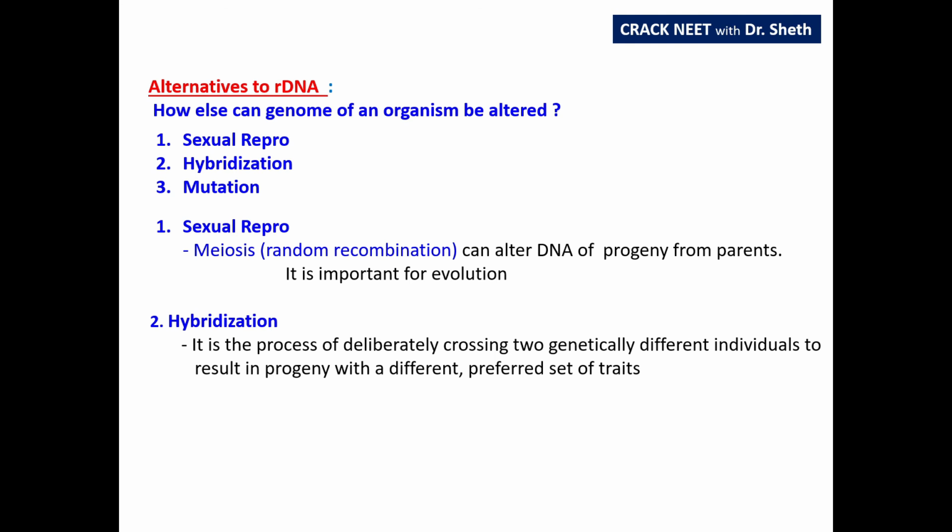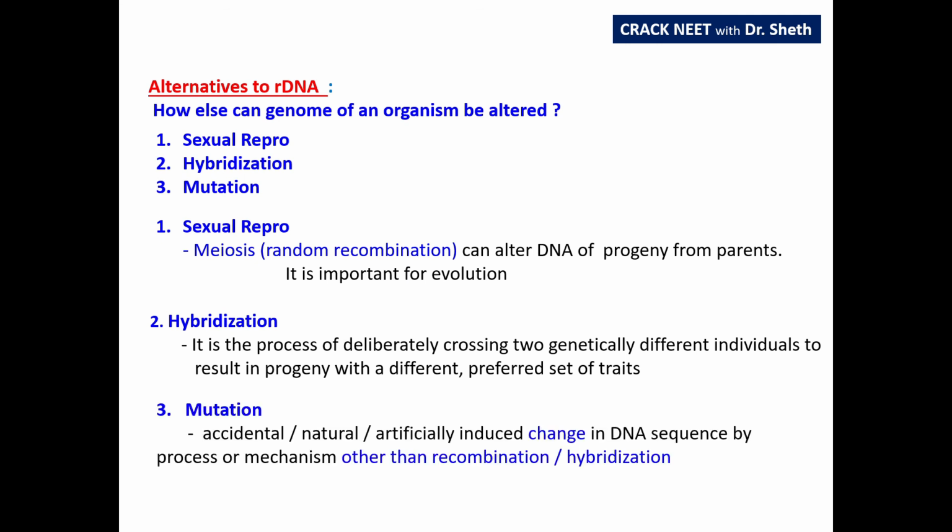Hybridization. It is a process of deliberately crossing two genetically different organisms to result in progeny with different or preferred set of traits. So you have two different organisms, each one of them has got some traits which are useful. When you cross them, the progeny will have some of the desired traits from both the organisms. So that is called hybridization, and it's a very important process which is studied in other chapters in NEET.